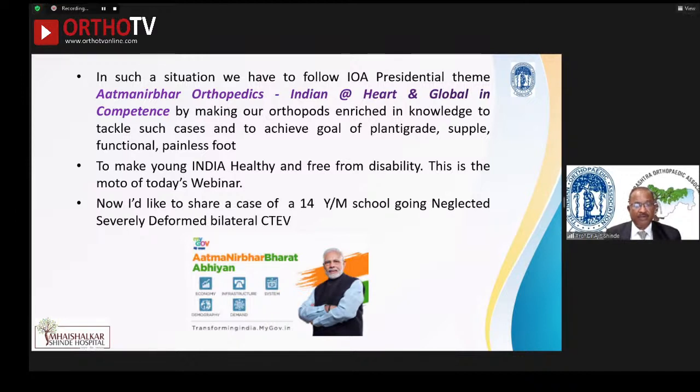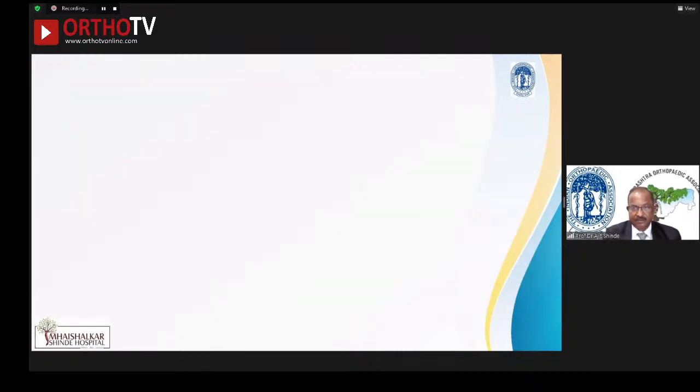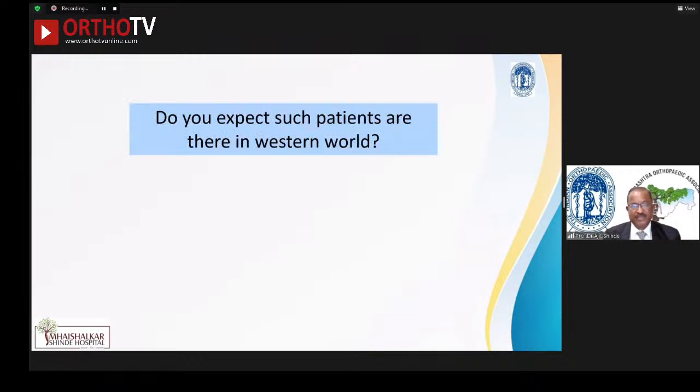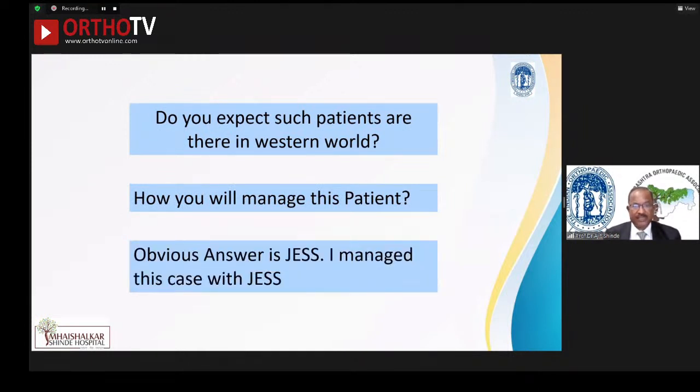Now, I would like to share a case of a 14-year-old male, school-going, neglected, severely deformed bilateral CTV. This is how he presented to me in October 2008. Severe deformities. These are his clinical photographs and X-ray. Do you expect such patients are there in the Western world? How will you manage this patient? The obvious answer is yes. I managed this case with JES.